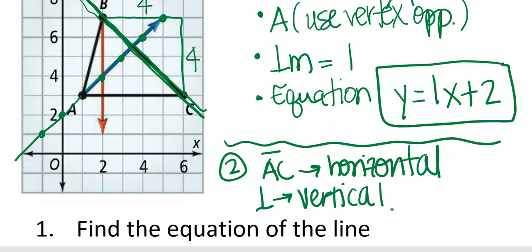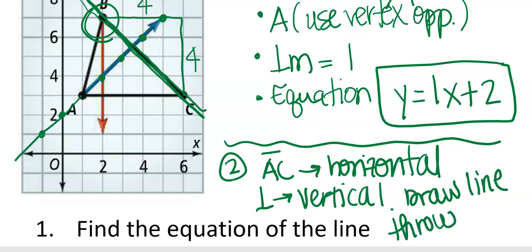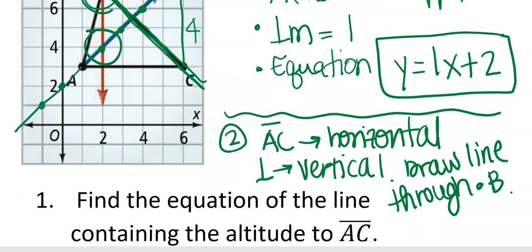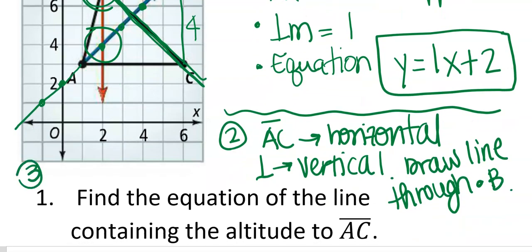What point does it have to go through? The point on the other side. So it can't be A, it can't be C because that's on it. It has to go through B. So we just draw a vertical line through B because that's where it's going to be. So draw a line through point B. Where do they cross? Name it. Okay, so step 3 would be 2, 4.